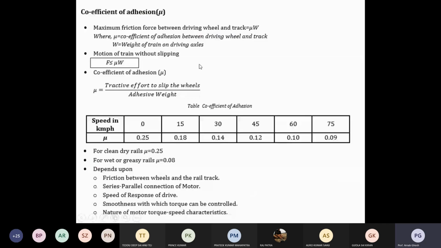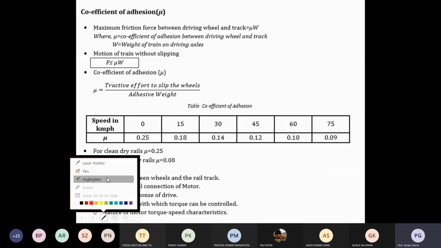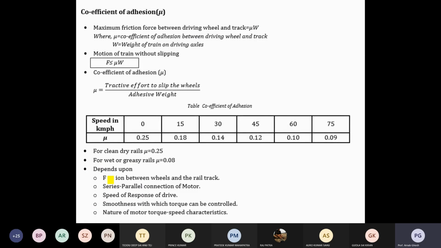So we need to know about the coefficient of adhesion. Okay, so why is it important? In my previous lecture, I discussed if your motor is traveling from the hill, or it is coming down from the hillside to the plain land, okay, where you can observe.